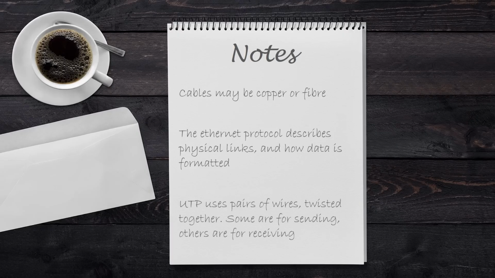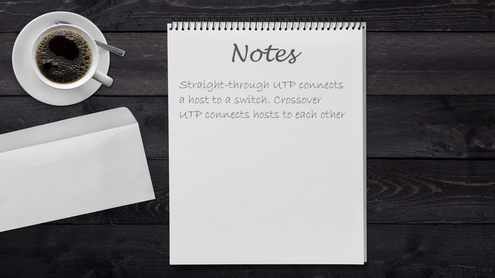UTP is the most common copper cable. Modern UTP cable has 4 twisted pairs of wires. Some are used for sending, and others are used for receiving. The cable may be straight-through for connecting devices to a switch, or it may be crossover for connecting devices to each other. Modern LANs support auto MDIX, which enable the device to detect the cable used and adapt as needed.